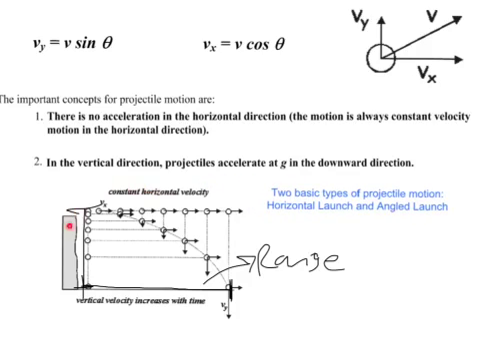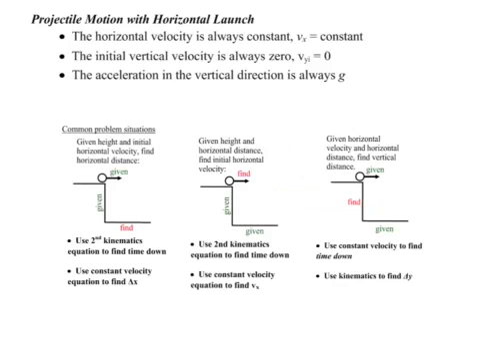This picture here is indicating a horizontal launch problem, where it's showing our projectile coming down with increasing velocity in the vertical direction, and constant velocity in the horizontal direction. So in projectile motion problems with horizontal launch, the horizontal velocity is always constant. The initial vertical velocity is always 0. The acceleration in the vertical direction is always equal to g. When we have a problem where we've launched something horizontally, there are three basic ways it can be presented.